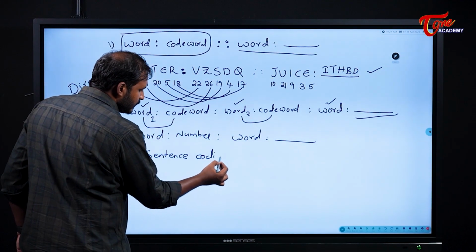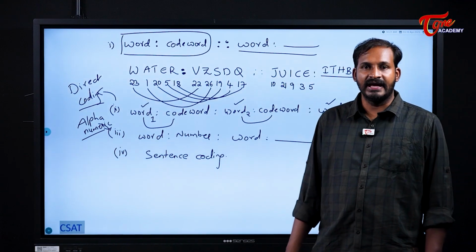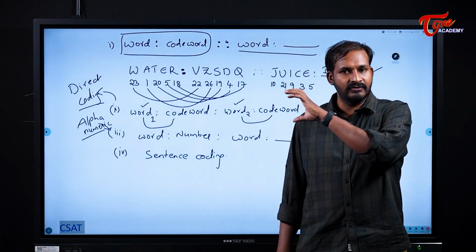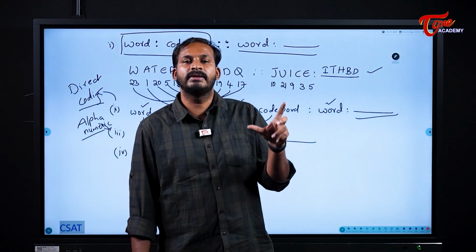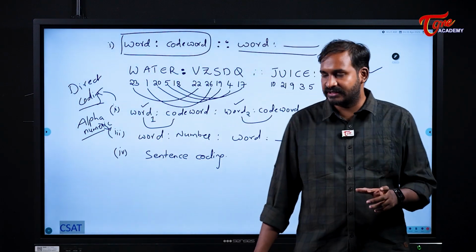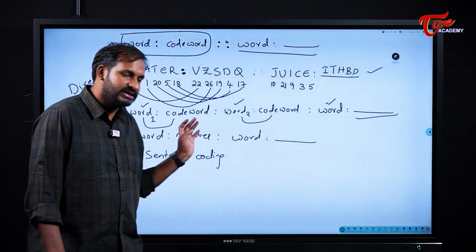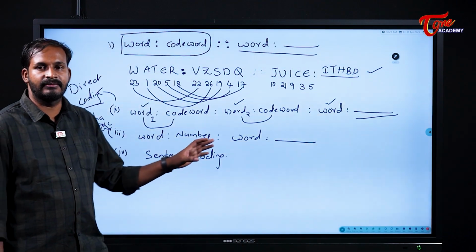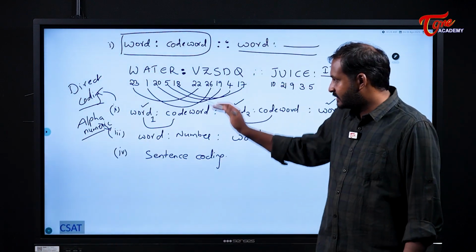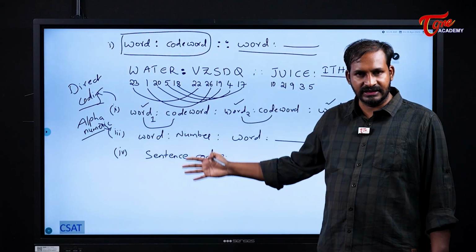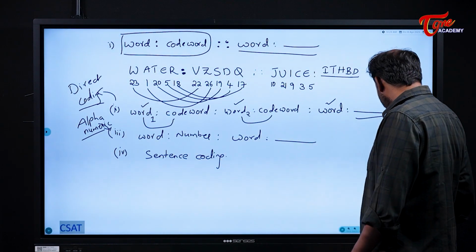Sentence coding. What is this sentence coding? Sentence coding means, see here students, they will give us a sentence. In that, each word is replaced with a new word. Each word will be replaced with a new word, and those types of coding are called sentence coding. Later we will see all these different types of questions while practicing the examples, students. Why? Because just for your knowledge sake, I am giving just an introduction to this. Later all the problems we will solve. Now we will go to the problem solving.